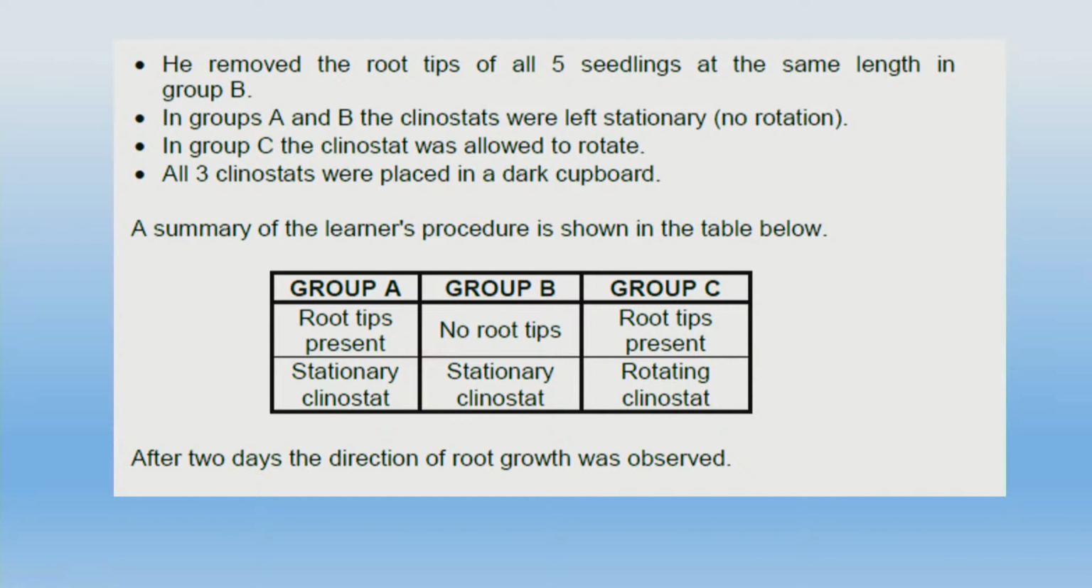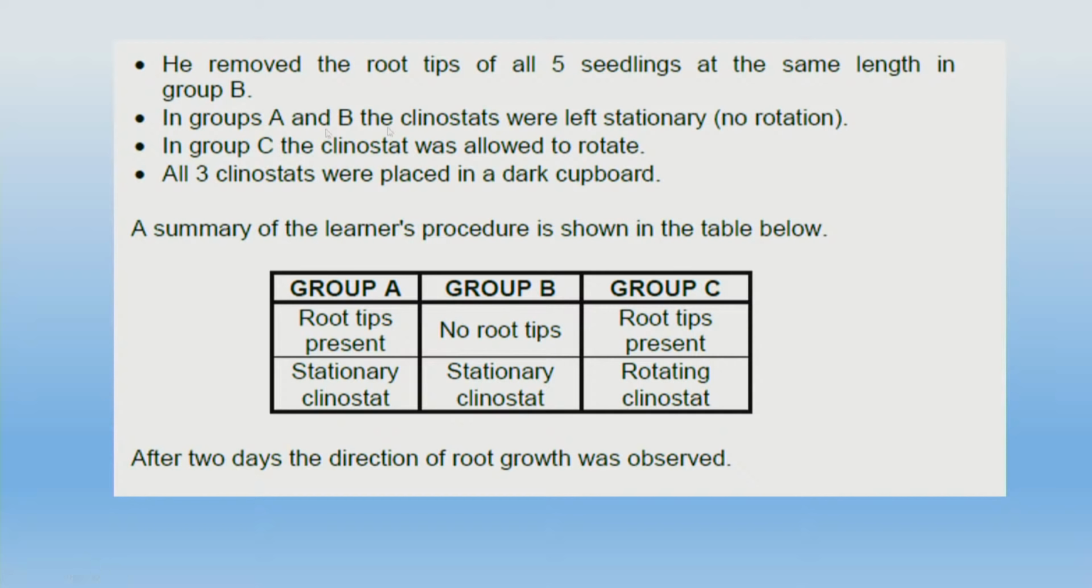He removed the root tips of all the 5 seedlings at the same length in group B. Remember that we have 15 seedlings divided into 3 groups, A, B, C, with 5 seeds in each group. So in group B, he removed the root tips of all those 5 seedlings. No root tips, as indicated on this table.